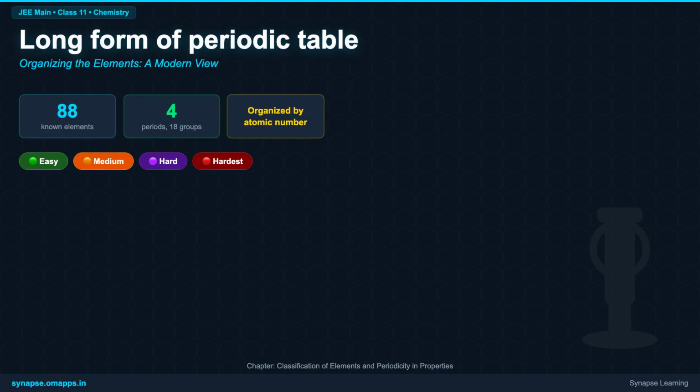Hello, future chemists. Welcome to a fascinating journey into the world of elements. Today, we are diving deep into the classification of elements and periodicity in properties, focusing specifically on the long form of the periodic table. We'll start with the basics, then gradually unravel its complexities, moving through easy, medium, hard, and hardest levels. Get ready to explore how this iconic chart organizes our universe and predicts the very nature of matter.